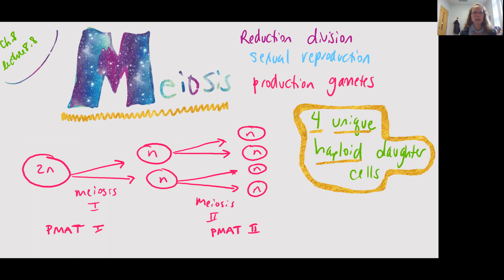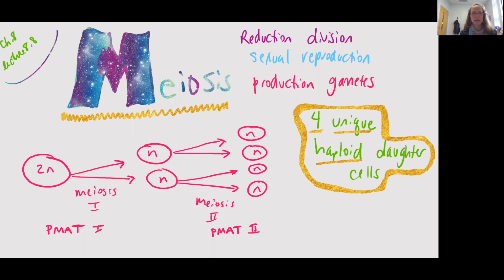Meiosis, we've talked about, is our division for the production of gametes. Gametes are your egg and sperm cells. We can describe meiosis as a reduction division because we are going to be reducing our number of chromosomes from diploid to haploid. In the case of humans, that means from 46 chromosomes to 23. So you're halving it, but you're dividing your number of cells. So you're going from 1 cell to 4 cells. We've also talked about meiosis as sexual reproduction.